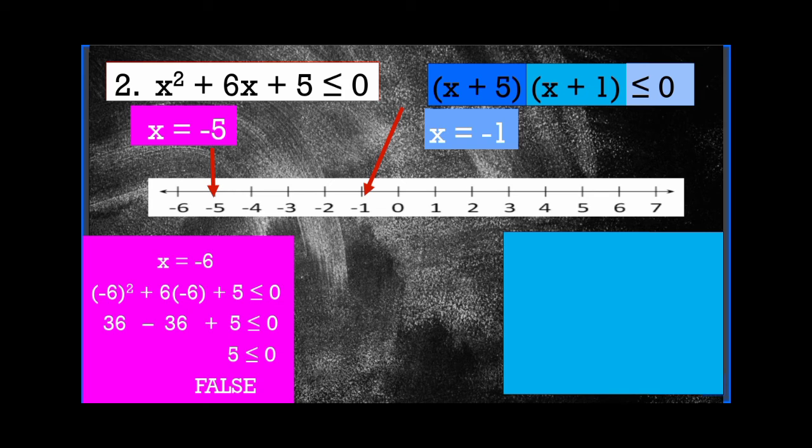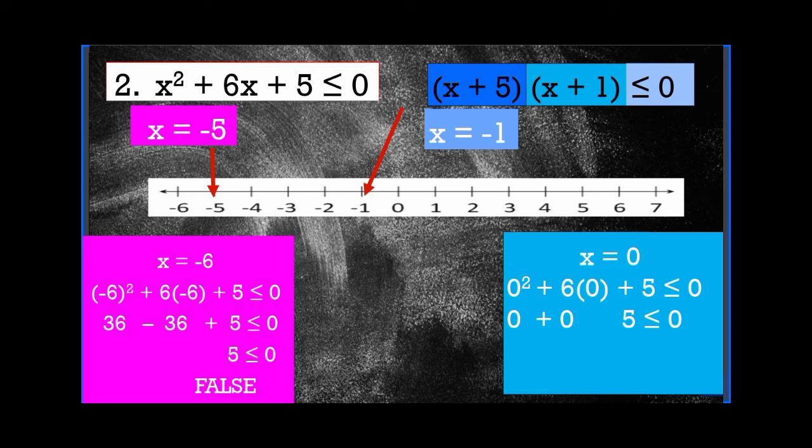So lahat ng mga numbers na nasa right ng negative 1 ay syempre mas mataas kesa sa kanya. So let us choose 0. So replace x by 0. So we have 0 squared plus 6 multiplied by 0 plus 5 is less than or equal to 0. So the square of 0 is of course 0. 6 multiplied by 0 is 0 pa rin. Then we have positive 5.